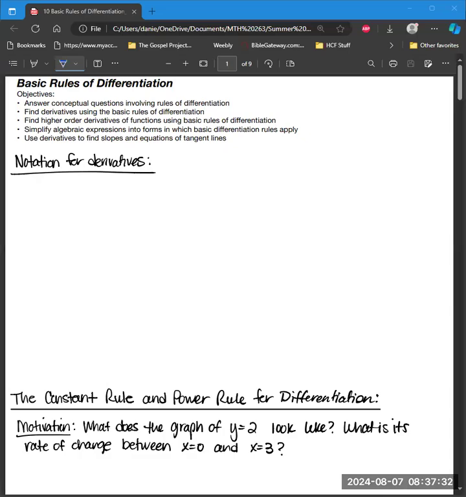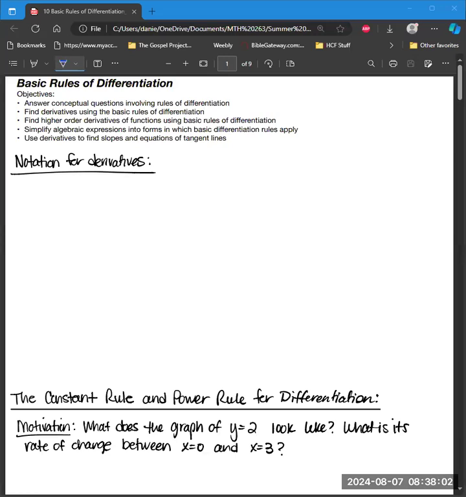This video will be talking about basic rules of differentiation. Our objectives will be to answer conceptual questions involving rules of differentiation, to find derivatives using the basic rules of differentiation, find higher order derivatives of functions using basic rules of differentiation, simplify algebraic expressions into forms in which basic differentiation rules apply, and use derivatives to find slopes and equations of tangent lines.